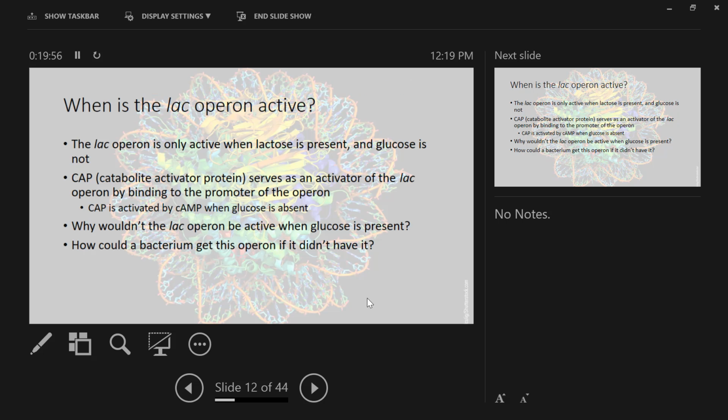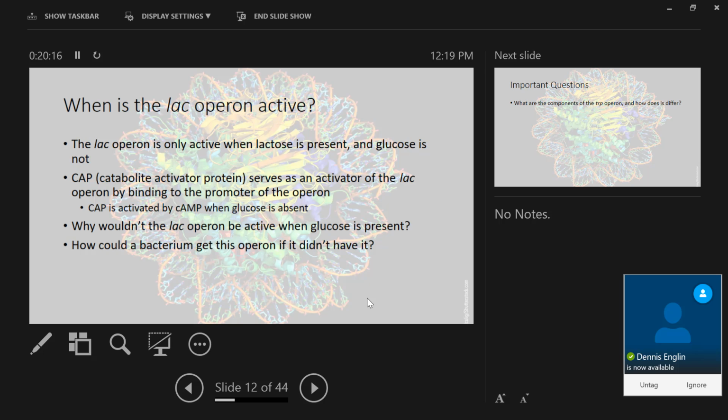All right, so sum this up. When is the lac operon active? It's active when lactose is present and glucose is not. So when glucose is not present, the cell is starved and it activates a protein that will enable RNA polymerase to bind. So we have a couple of questions we need to deal with.